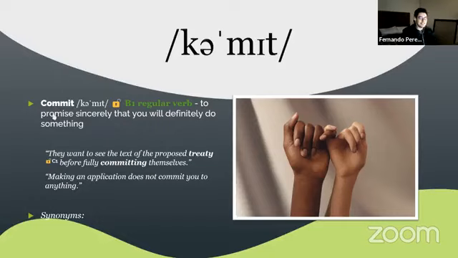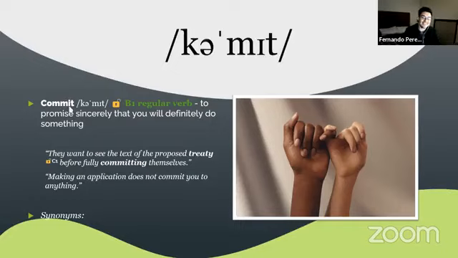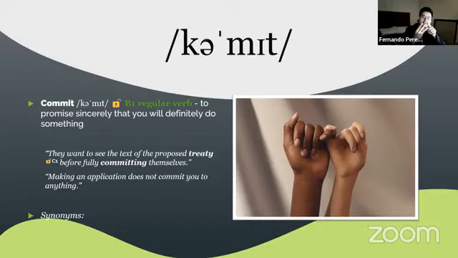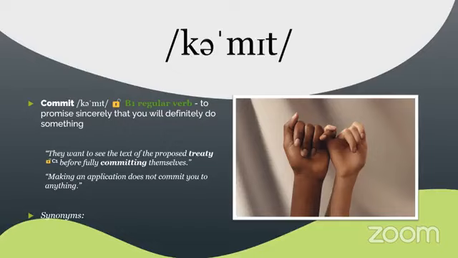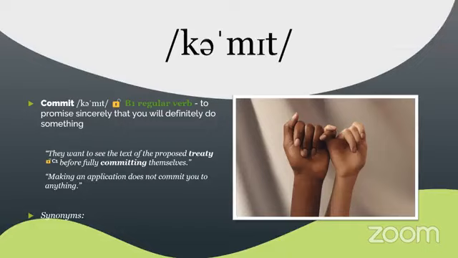How do you pronounce the original word? Commit. It's not min. Commit. Exactly. To commit has 2 syllables. Committing, ING, 3 syllables. Much better. One more time. Committing. They want to see the text of the proposed treaty before fully committing themselves. Much better. Excellent. That's correct.